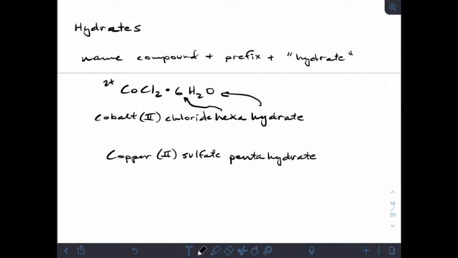Okay, so the copper 2 sulfate, I come up with the formula just like normal. Sulfate is SO4 2-, and if I have copper 2, that means it's copper 2+. So 2+ balances a 2-. So we just have CuSO4, and we leave off the 2- part. Then we put a dot, like a multiplication symbol, and it's pentahydrate. Penta is the prefix for 5, so I'll say 5H2O.